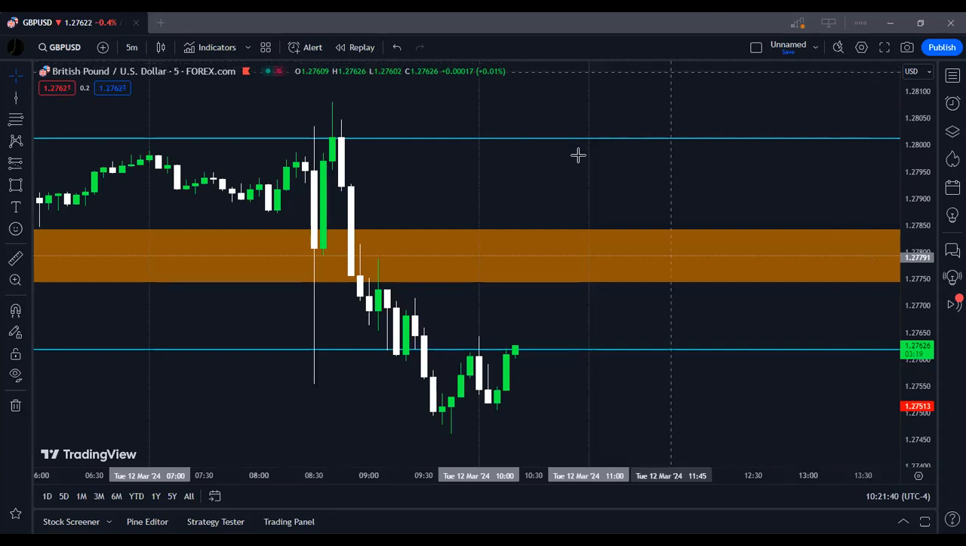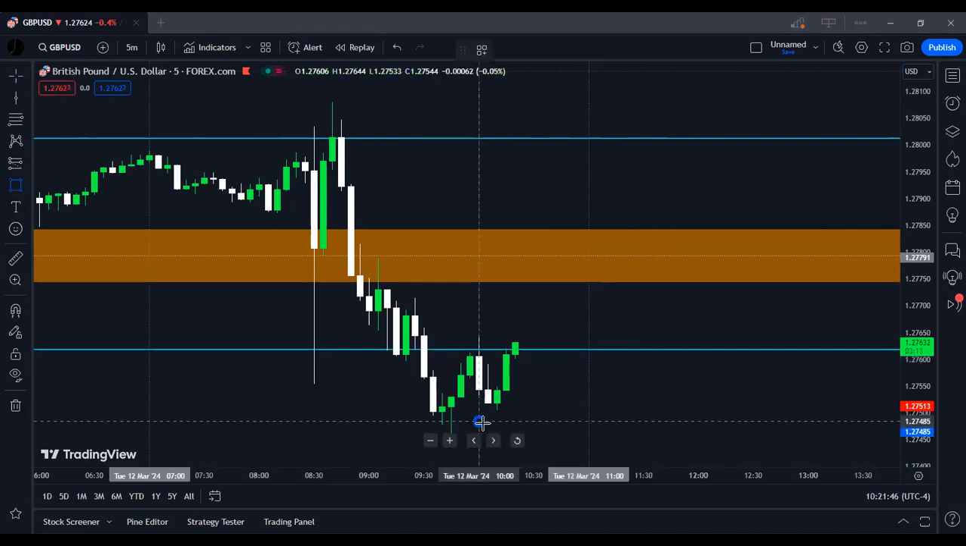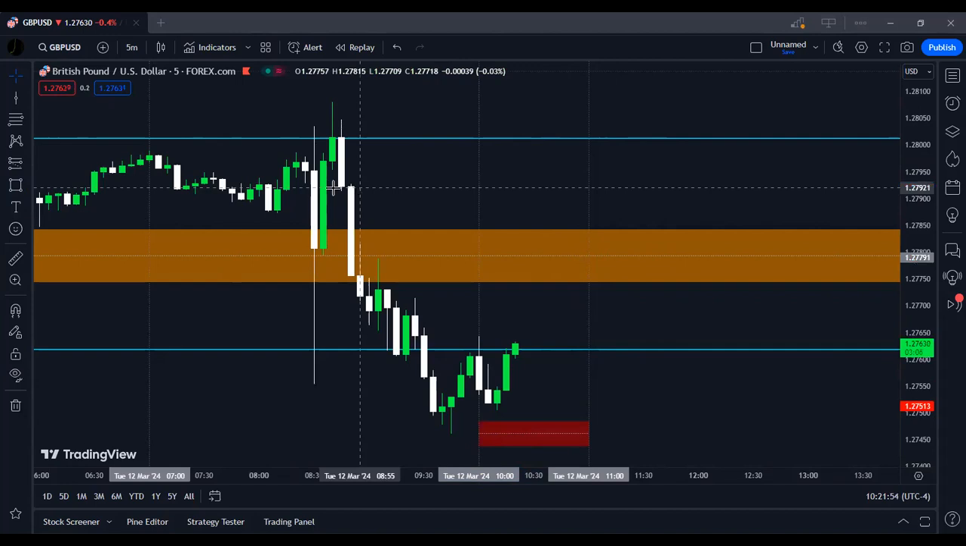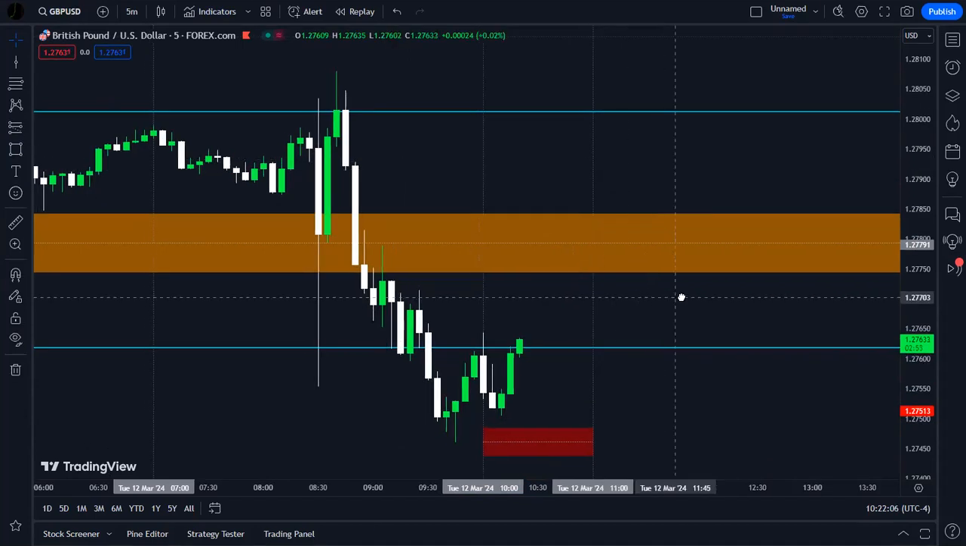So we are in that silver bullet time window I told you we'll be tape reading and executing on. So right here, this is a silver bullet. After the CPI damage, you want to trade the silver bullet. Usually when we have these high impact news at 8:30 New York local time, you want to hunt for setups or entries in the silver bullet.